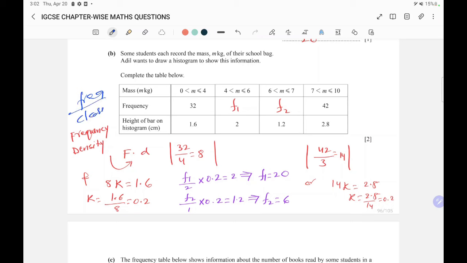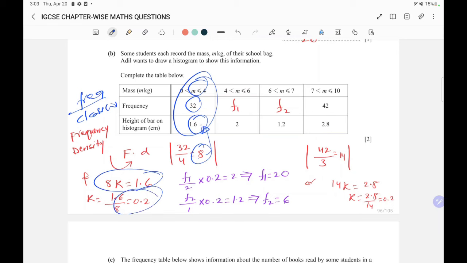frequency over class width. So frequency is for this one. For this part, I'm trying to get frequency density. So 32 over 4, which is 8. But instead of 8, what is that? 1.6. So 8 has been multiplied by some constant to get 1.6. So 8 times k equals 1.6, so k is 0.2.